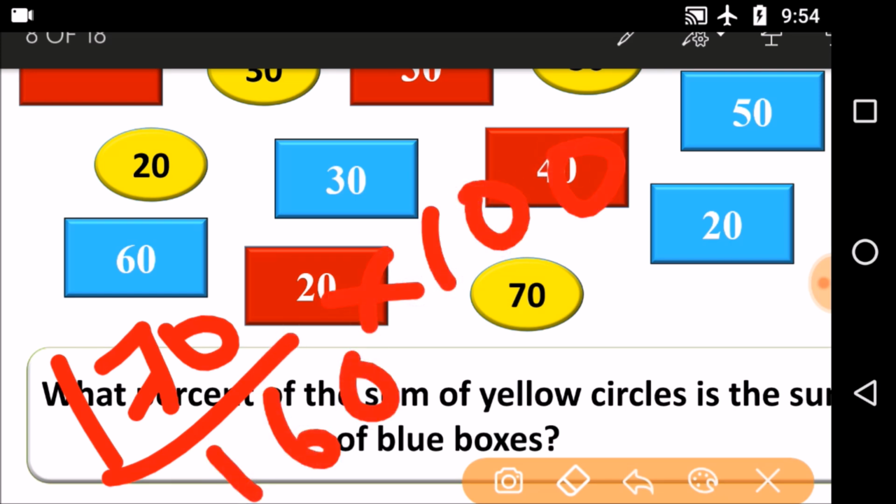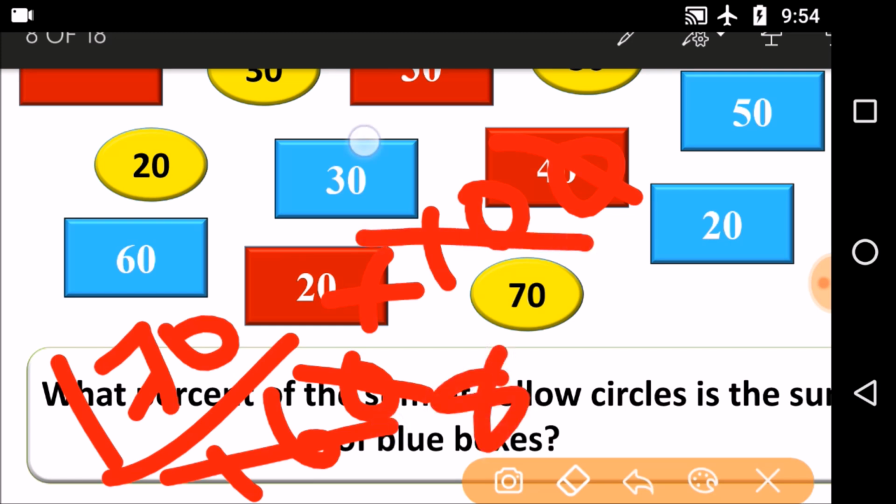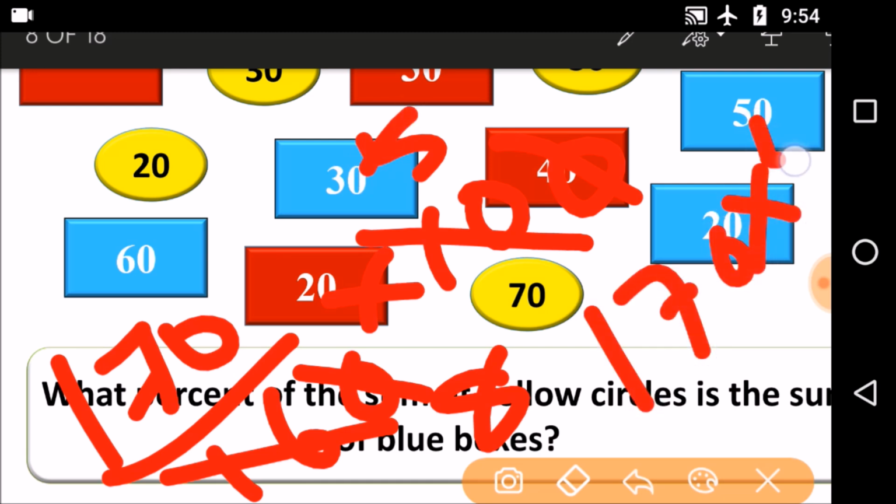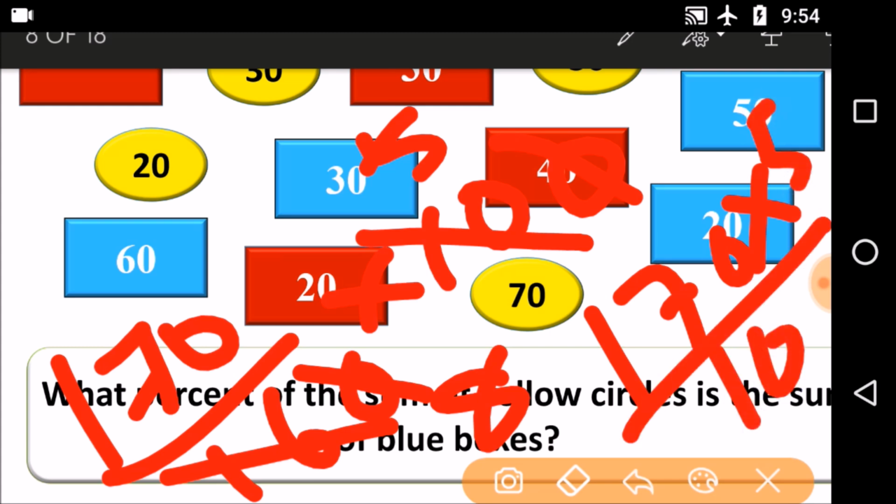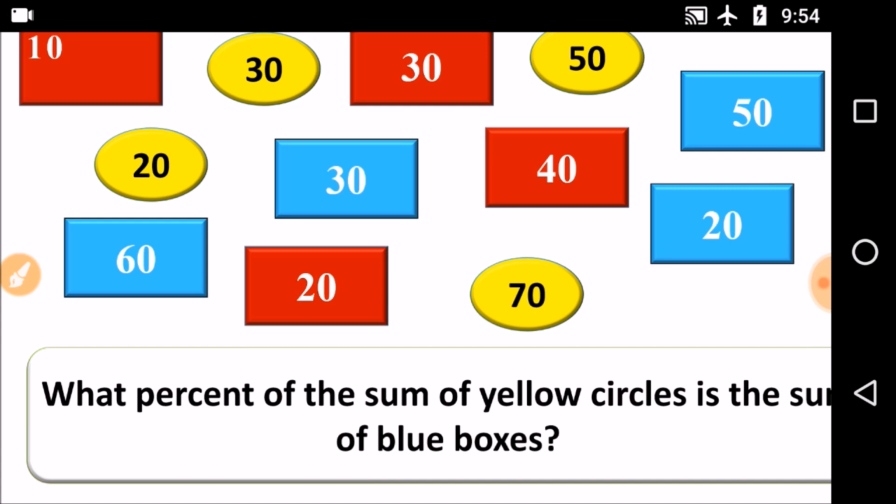Why into 100? Because they ask you to find the percentage of the sum of yellow circles. So we know the sum of the yellow circles is 170 and the sum of the blue boxes is 160. So we have to calculate 170 divided by 160 into 100. The 0 and 0 we are cancelling, and we again cancel 16 with 2. How many times? 8 times, and 5 how many times? 5 times. Okay, so it becomes 170 into 5 divided by 8. Okay, so you have to calculate the percentage and the rest of the calculations on your paper and pen.